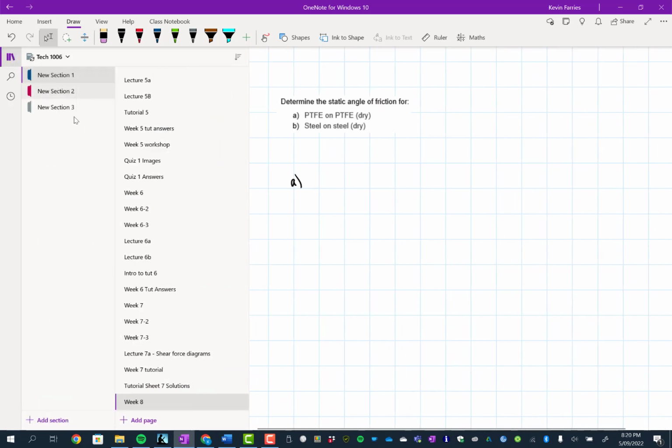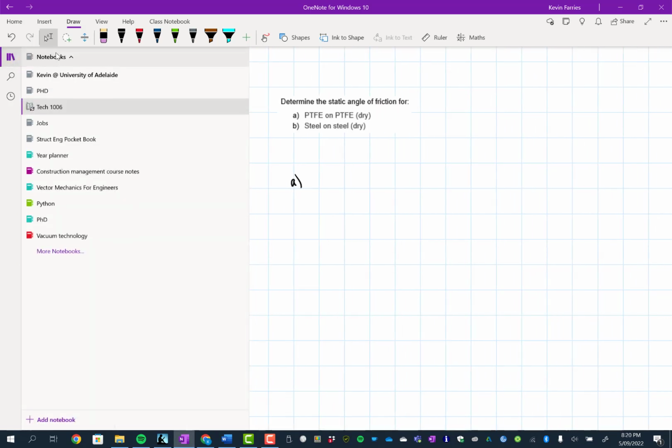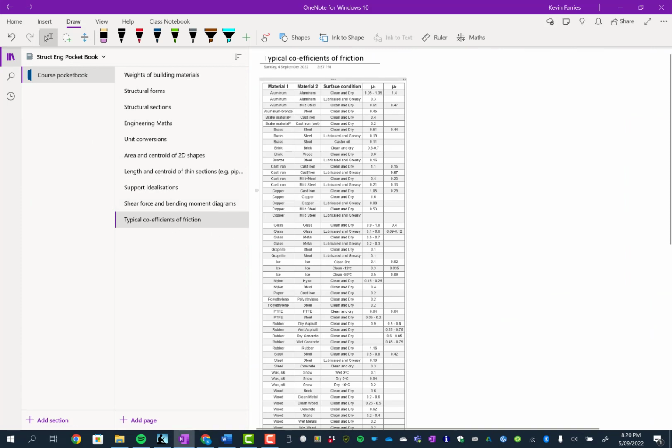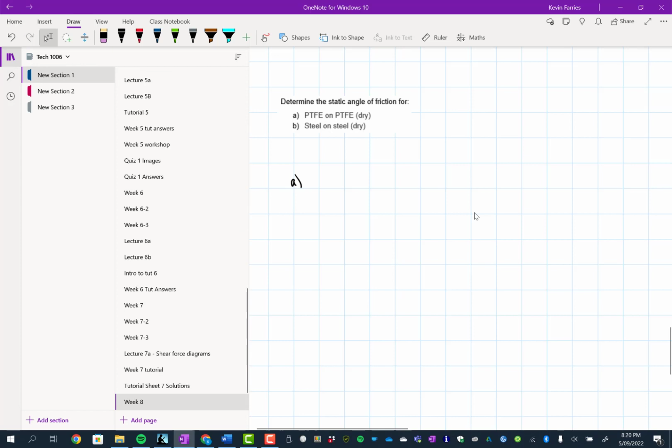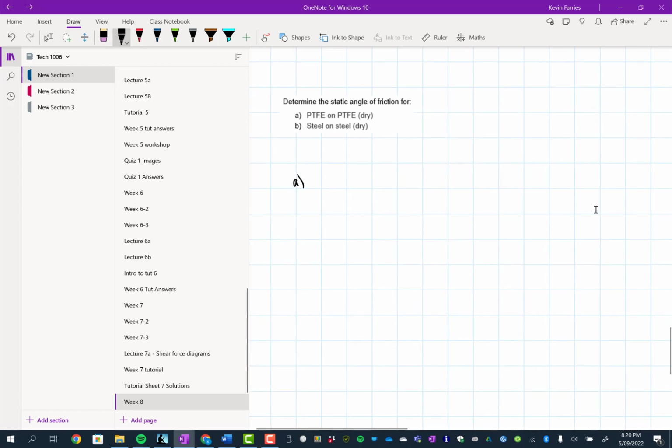So to get the static angle of friction, first you need to know the coefficient of friction. After that, it's dead easy. It will be on my uni, but I've just got those in a little notebook that I keep. And PTFE is here, clean and dry, so it's 0.04. So let's go back again. So for PTFE, the static coefficient of friction is 0.04.